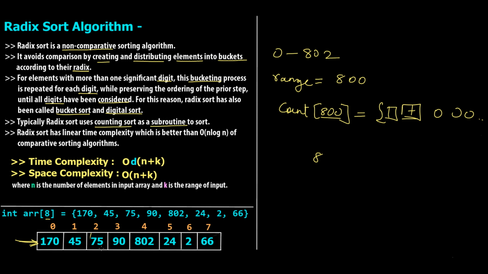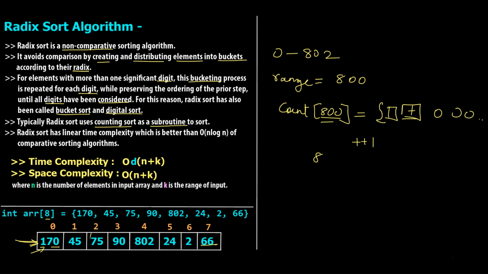Except for 170, 45, 75, 90, 802, 24, 2 and 66. Only these index positions in the count array will store plus plus values, that is 1 value. That's how the count is measured. But the remaining elements are going to be 0. So you can see a huge amount of space is wasted. And that is why directly applying counting sort on numbers which have more than one digit is not very efficient. It wastes a lot of space and it's absolutely impractical.